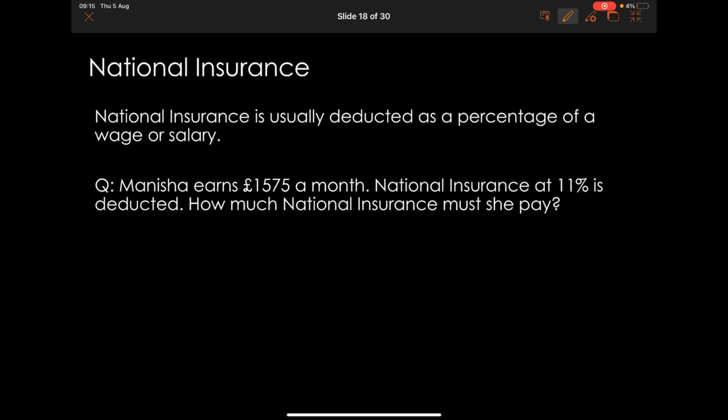Right, if you've had a go, again, you could do this by doing 11 out of 100 times by 1575, which is 0.11 times 1575. Okay. And if you get that, that is £173.25. Okay, that's how much national insurance she has to pay. Done.